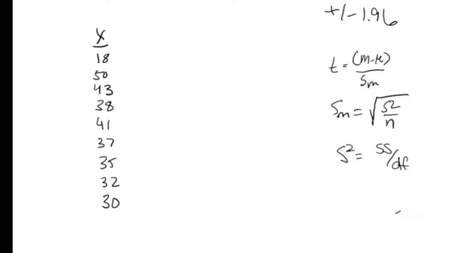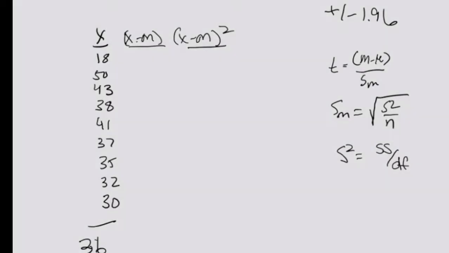But we don't have that here, so we're going to actually do the sums of squares and find the variance ourselves. So if I were to add up all of these scores, first of all, what do I need to find the sums of squares? That's what I need. The first thing I'm going to do is take each score and subtract the mean. And by the way, I've already figured this out. The mean is 36. So I'm going to take each score and subtract the mean.